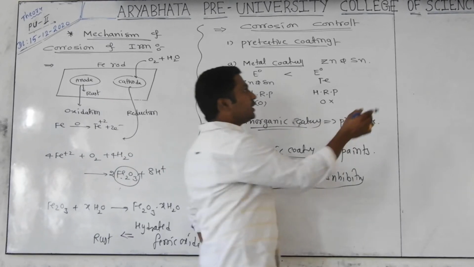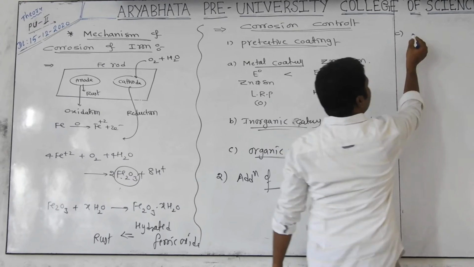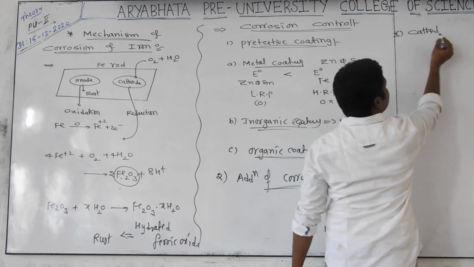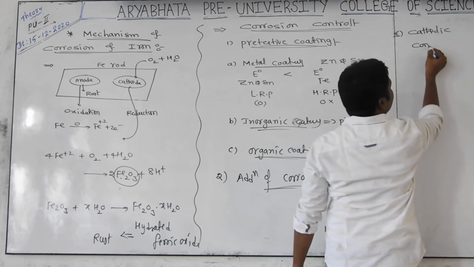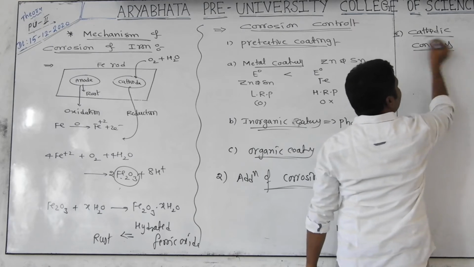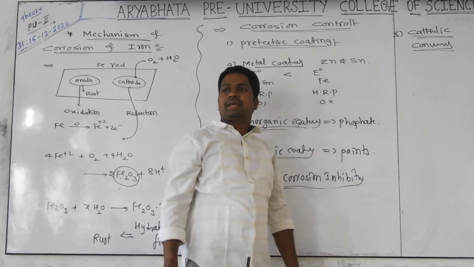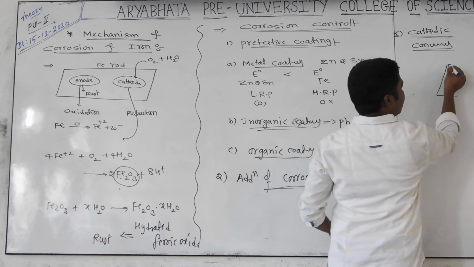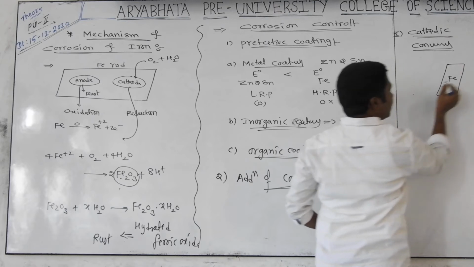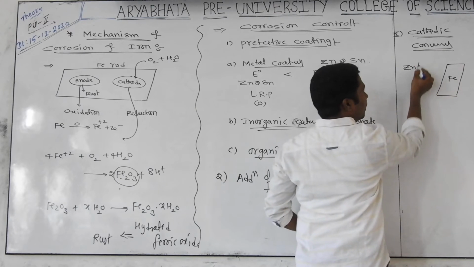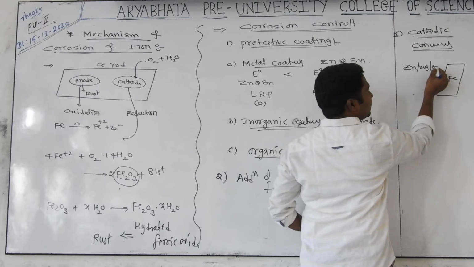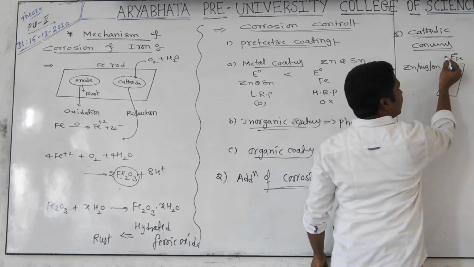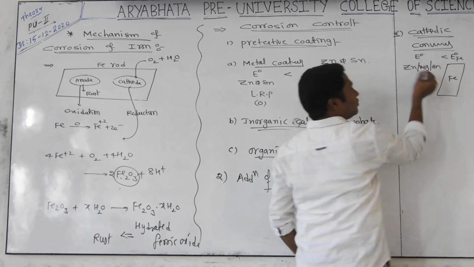But I will tell you one more technique. It is cathodic conversion. Very important and very helpful. So how is it possible? How can we make our required metal the cathode? For example, you have one iron rod, and this iron rod is in contact with zinc or magnesium or tin. You know very well, the standard electrode potential of iron is more than the standard electrode potential of these metals.